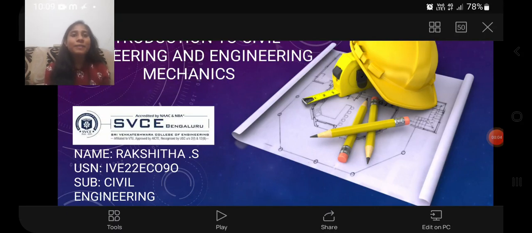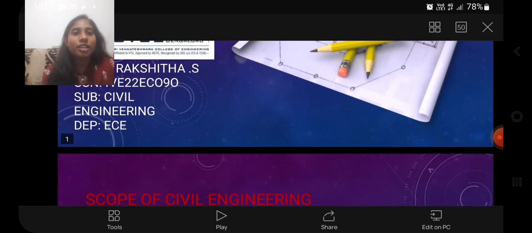I'm Rakshita, currently pursuing BE in Sri Venkateshwara College of Engineering, Department of Electronics and Communication. My USN is 1VE22EC090. My subject is Introduction to Civil Engineering.